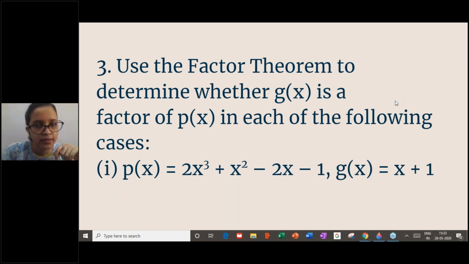Raghav, Dhruv, Abir, yes. Anybody confused? Anybody stuck? Yes.